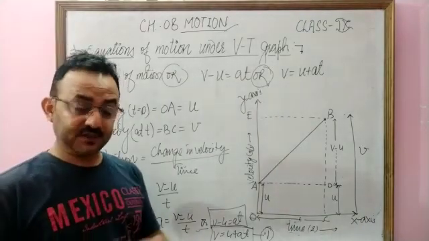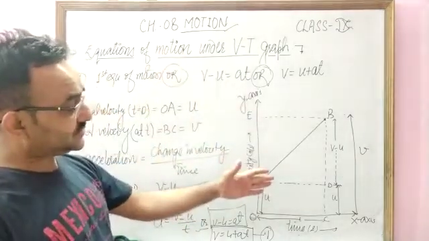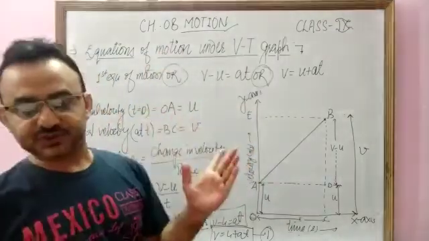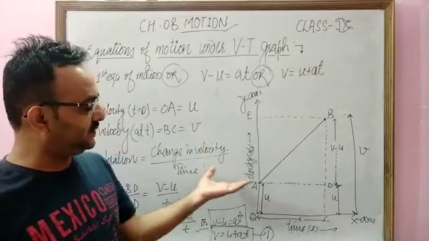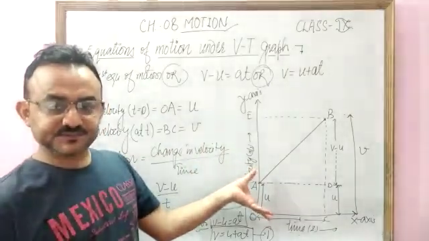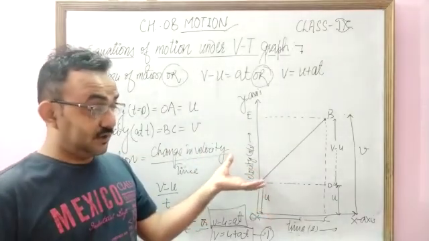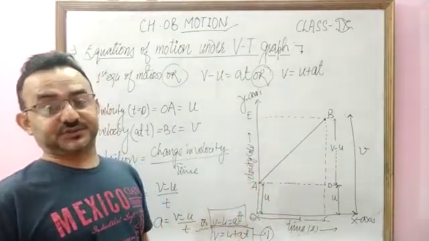Clear? You have to revise the first equation of motion, which we have derived under velocity time graph for a uniformly accelerated motion. Okay.